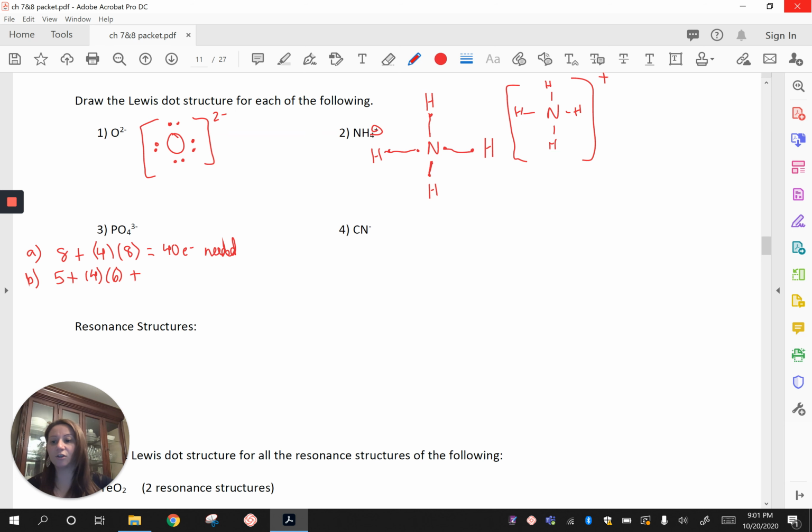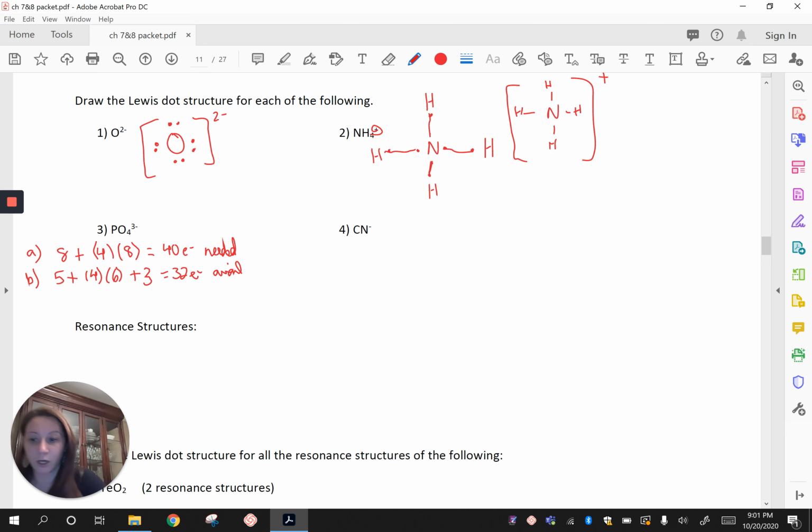And then don't forget your charge. So that 3 minus tells us that there are 3 more electrons available. So we're going to add 3 more electrons to our available number of electrons. If this was a positive charge, like with ammonium, you'd subtract what it says there. So when we add these together, 24 plus 5 is 29, and 3 is 32. So 32 electrons are actually available.